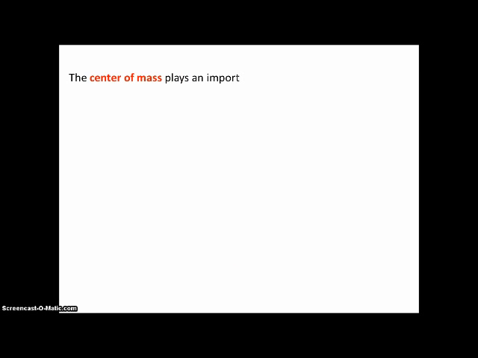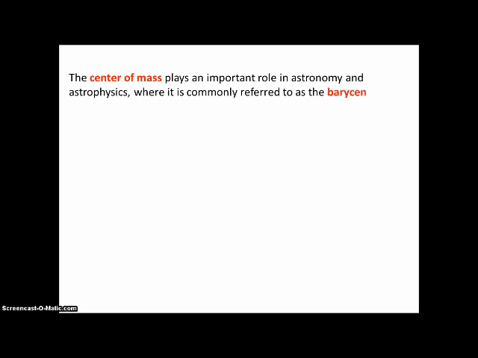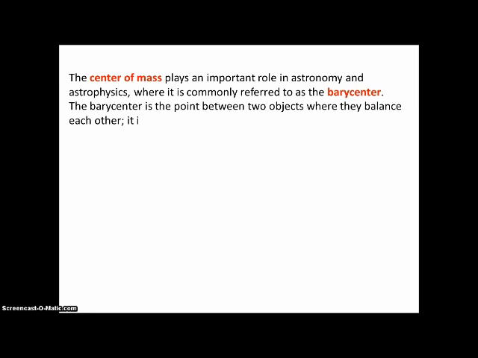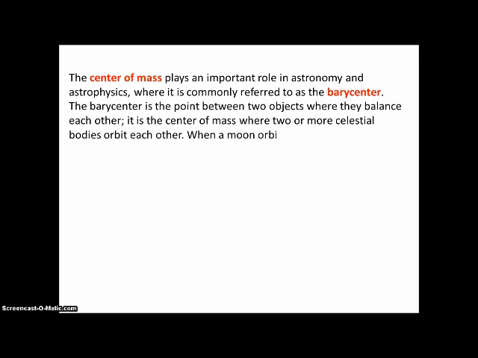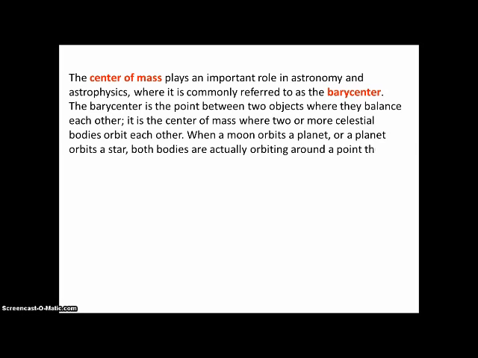The center of mass plays an important role in astronomy and astrophysics, where it is commonly referred to as the barycenter. The barycenter is the point between two objects where they balance each other. It is the center of mass where two or more celestial bodies orbit each other. When a moon orbits a planet or a planet orbits a star, both bodies are actually orbiting around a point that lies away from the center of the primary, larger body.